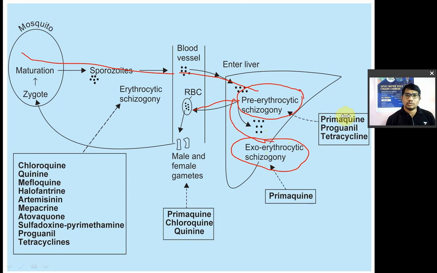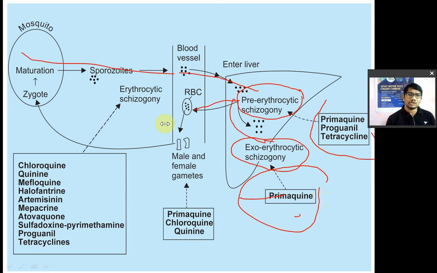Now those drugs which kill these merozoites in the liver are known as tissue schizonticides. Examples are primaquine, proguanil, and tetracyclines. The only drug active against the exoerythrocytic schizogony of malaria is primaquine.